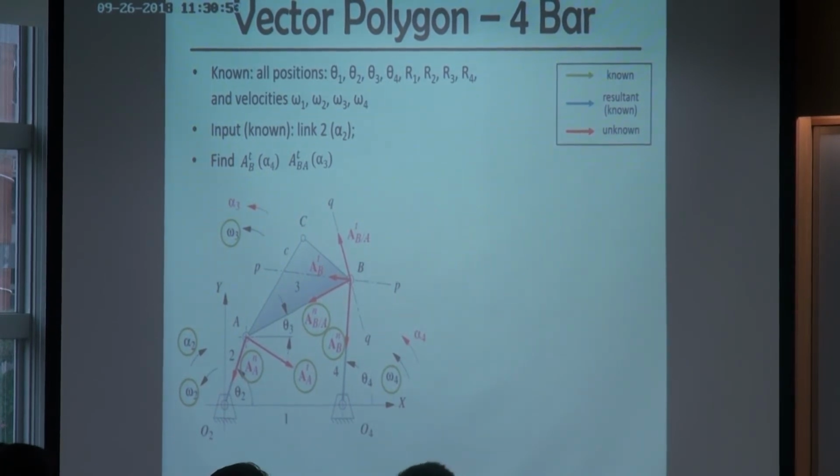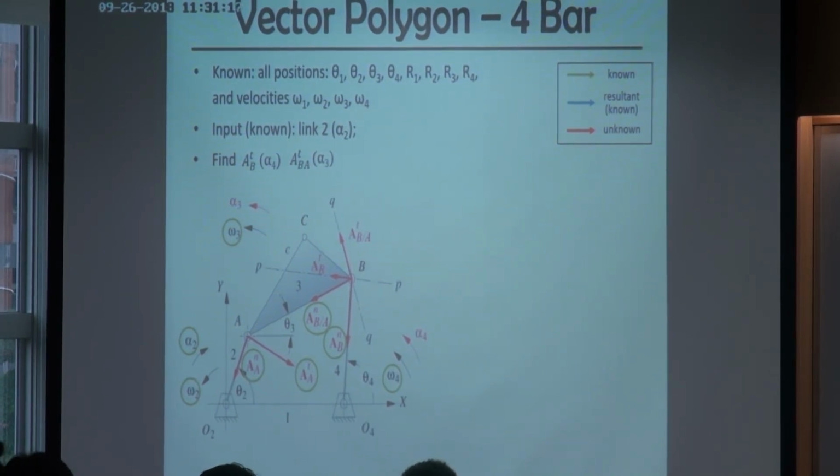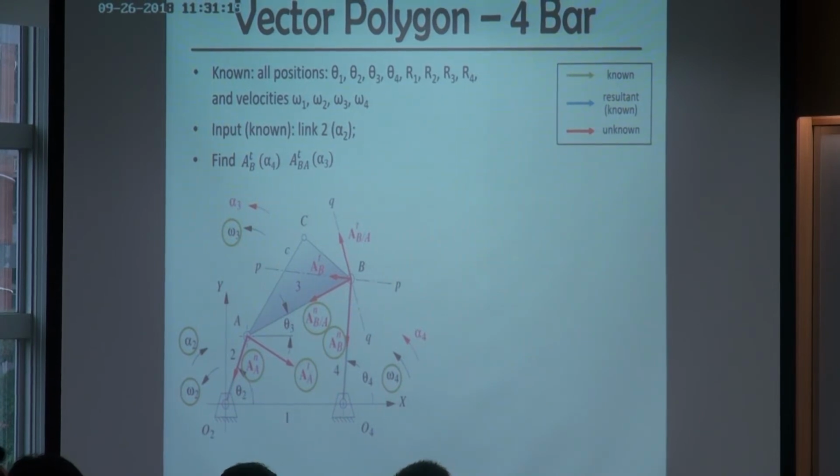Then we'll move to this example. We'll still use a polygon. Here we just call it a vector polygon. It's not necessarily velocity or acceleration. Before we perform the acceleration analysis, we need to perform the position and velocity analysis first, because we need to know the position of the mechanism. We also need to know the velocity information in order to perform acceleration analysis. So here I just assume we've done that.